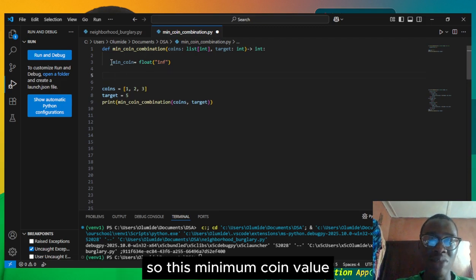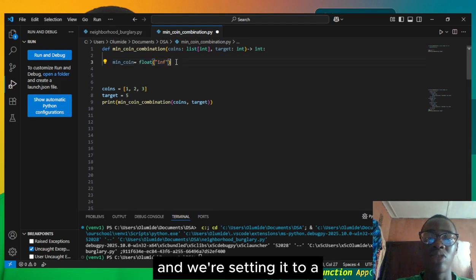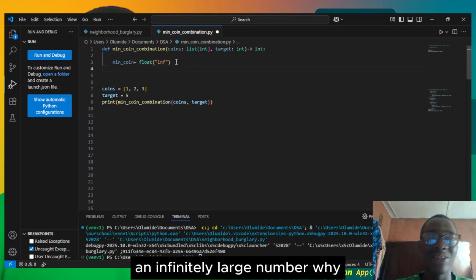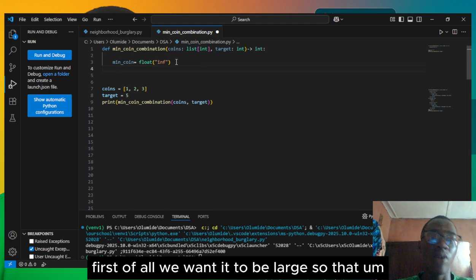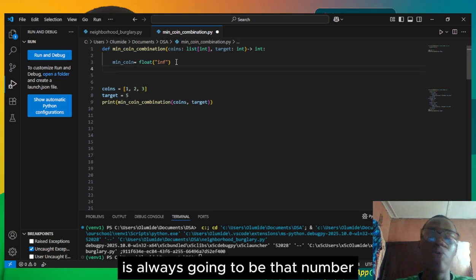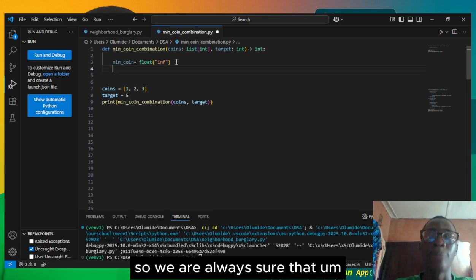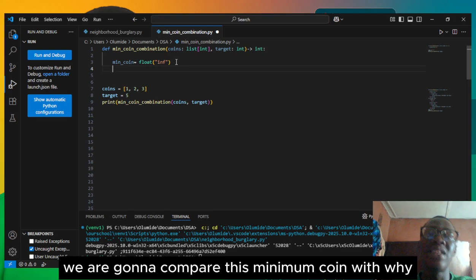So this minimum coin variable is going to help us to keep track of the minimum number of coin combination, and we are setting it to an infinitely large number. Why? Because first of all, we want it to be large so that when it's trying to compare with other numbers, it is always going to be that number. You know, no number can be greater than infinity, right? So we are always sure that the first number we are going to compare this minimum coin with.